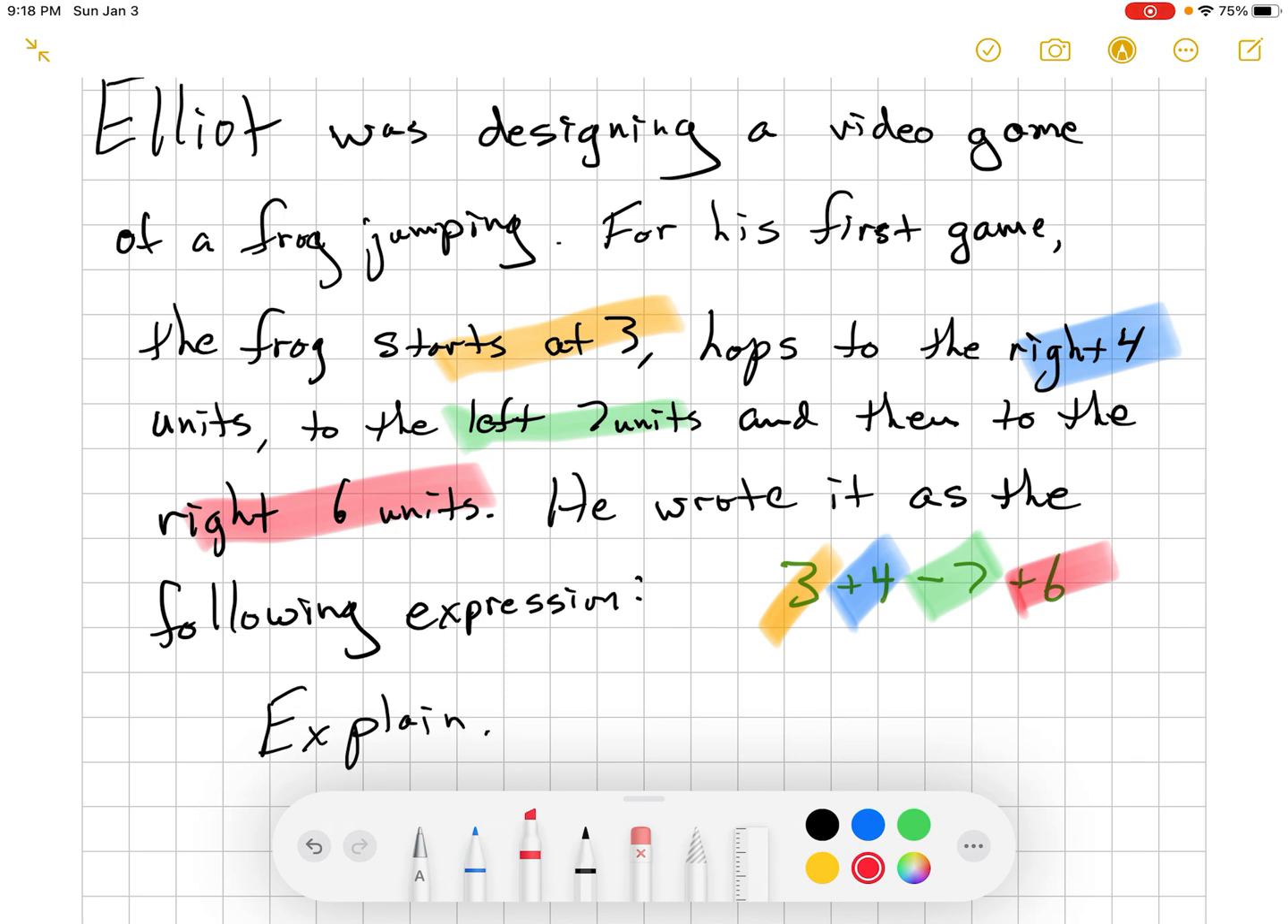So notice here a couple of things. Number 1, the yellow part. It starts at 3, so we start with the number 3. And then whenever we have a movement to the right, it's a plus. Whenever we have a movement to the left, it's a minus. Okay?